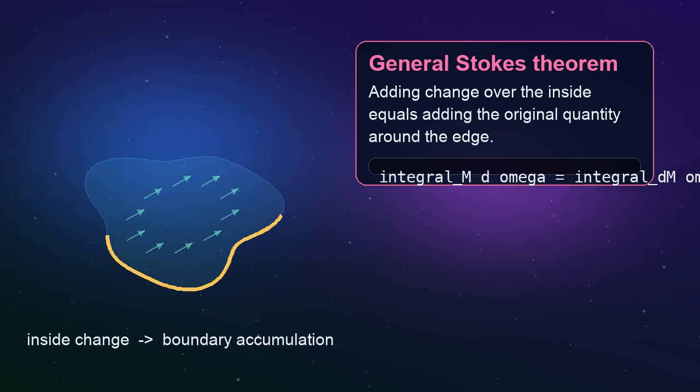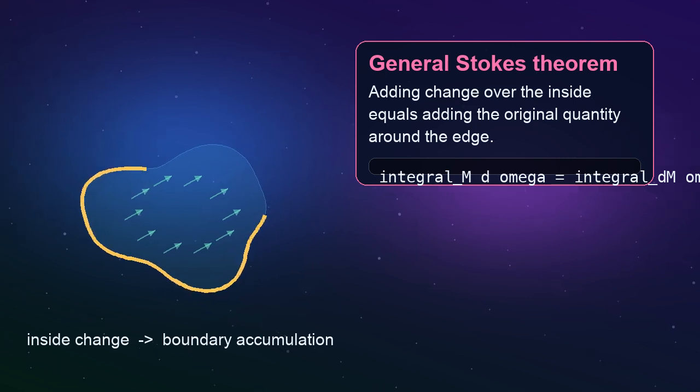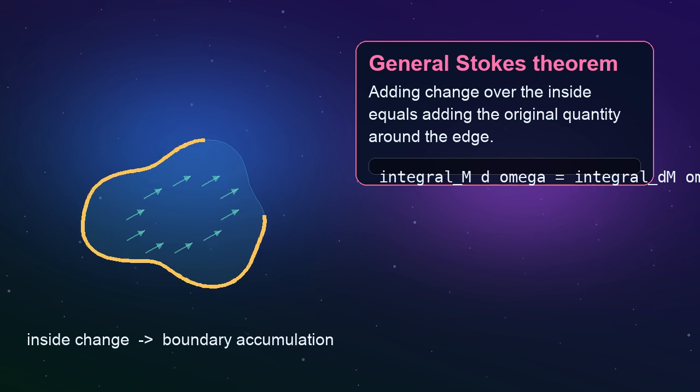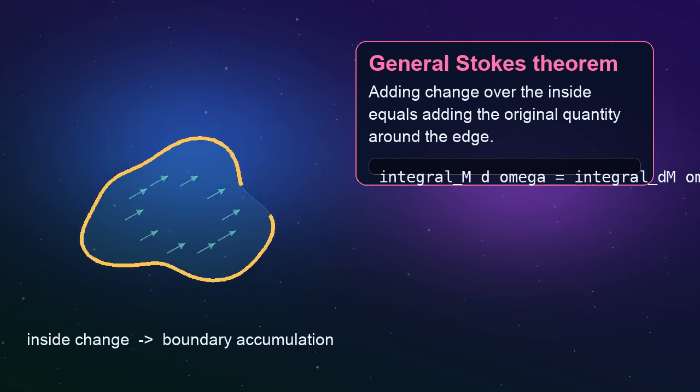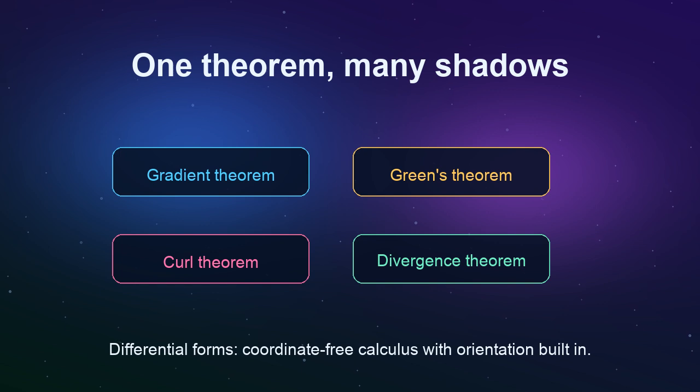Then Stokes' theorem says one sentence that contains many theorems from vector calculus. The integral of d omega over a region equals the integral of omega over the boundary. Gradient theorem, Green's theorem, curl theorem, and divergence theorem are all shadows of the same idea. So differential forms are calculus with orientation built in. Local change on the inside equals accumulated effect on the edge.